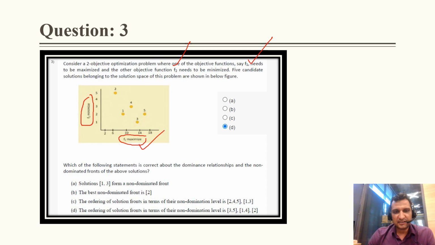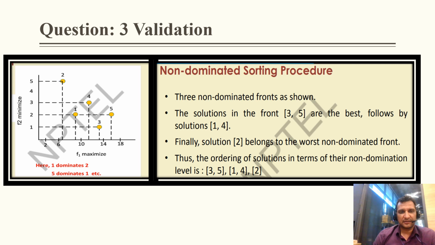The correct answer is option D, because for this question you have to read and validate the videos very carefully. After that, you can just apply the fundamental concept, and therefore option D will be the correct one. In the video, this question is directly asked. So this is the validation: one front is this one, another front is this one, and this is the third front. The ordering of the solutions in terms of their non-domination is 3, 5, 1, 4 and 2. Therefore option D was the correct one.